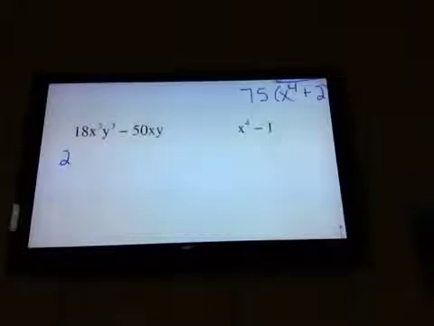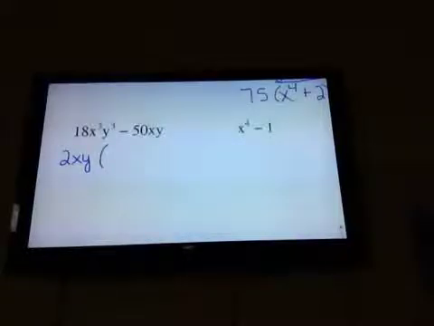Both terms also have x in common. One has a power of 3, one has a power of 1, so I take out a power of 1. Both terms have a y. One's a y to the third, one's a y to the 1, so I take out a y to the 1. And I divide this in.